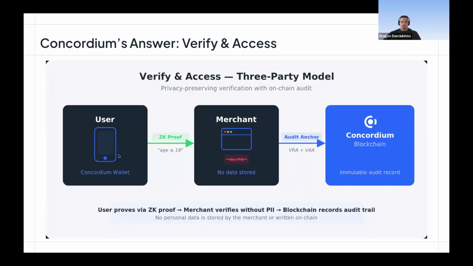Now we have a 3-party model going on here. So on the left side, we have the user. The user just wants to prove that they're over 18. Then the merchant will need to gather that proof, but without collecting any data about the user. And then the chain will be used to actually have an audit anchor. So basically what's going to happen is that the user is going to prove via zero knowledge proof. The merchant will verify without actually storing any data. And then the blockchain will record an audit trail from start to end until that interaction has finished.